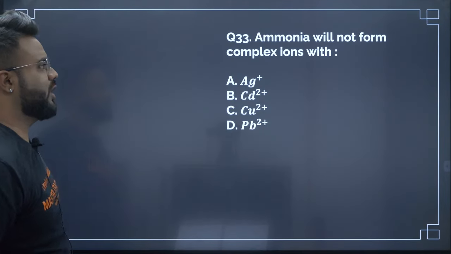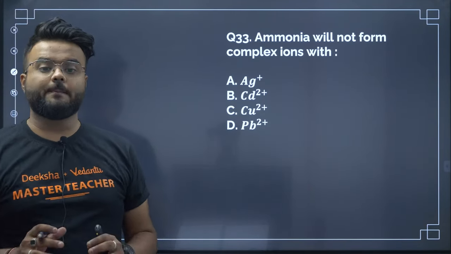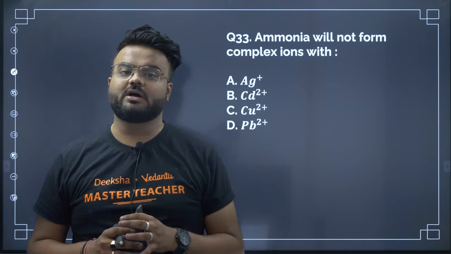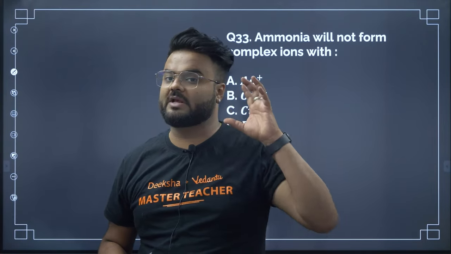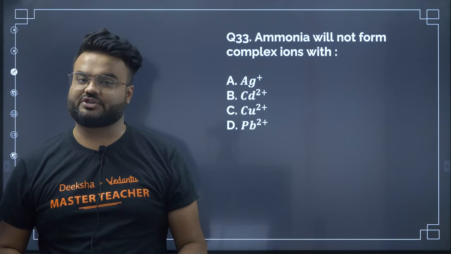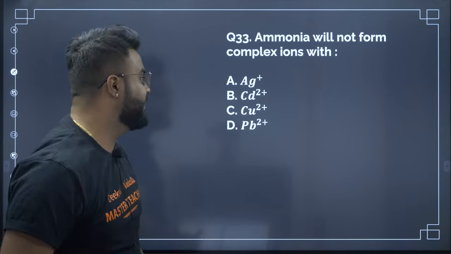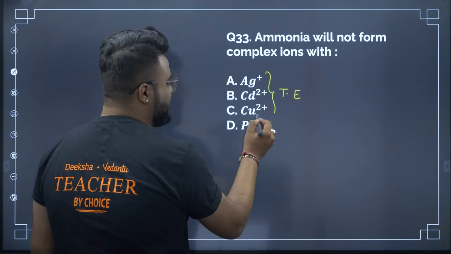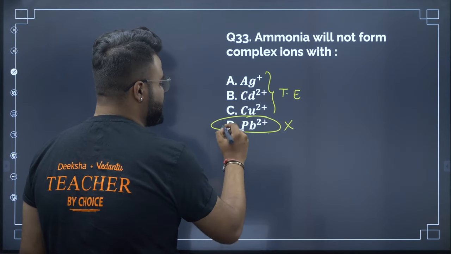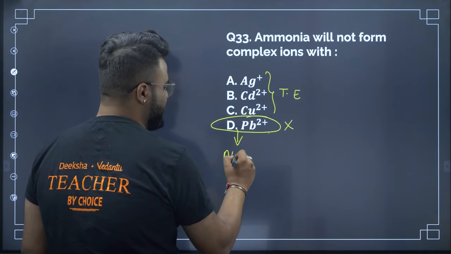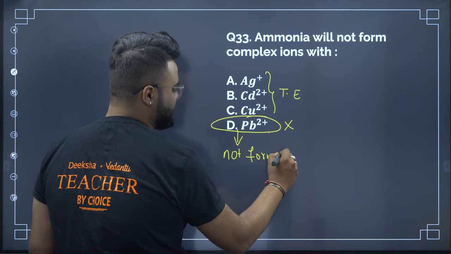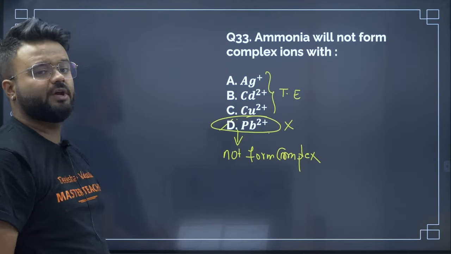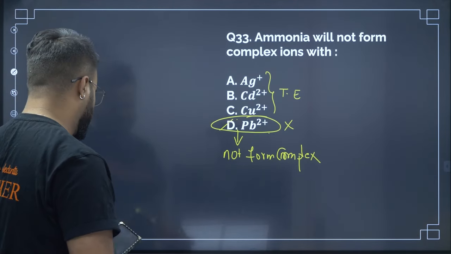Clear? Now coming back to, ammonia will not form complex ions with. Now we know that complex ions always form with the transition elements. Among these, which is not a transition element? Silver, cadmium, copper are all transition elements, whereas lead is not a transition element. Therefore, it will not form a complex with this. So your correct answer will be option D, that is Pb2+.